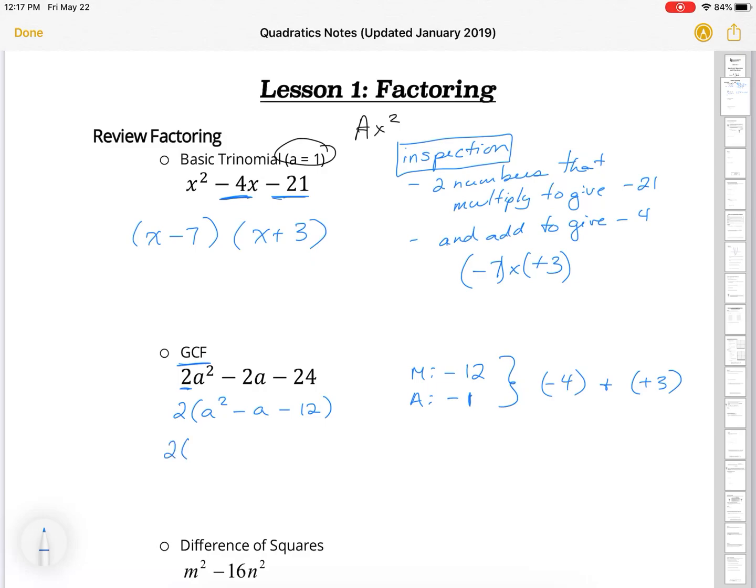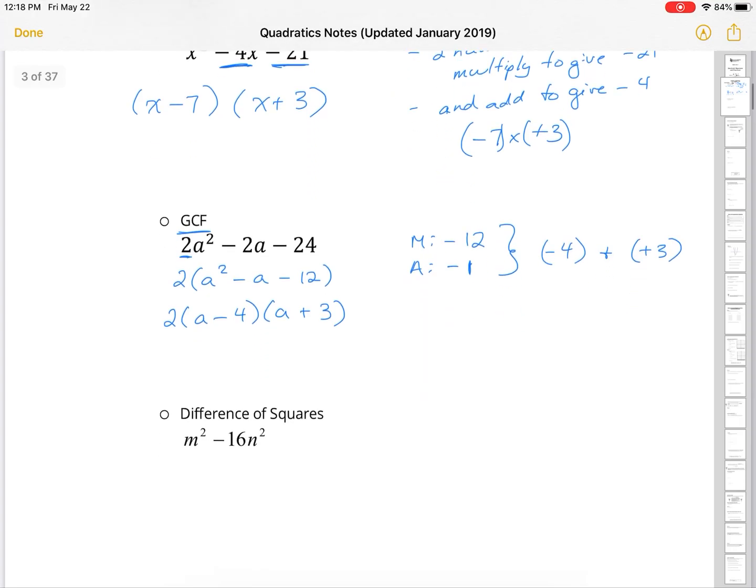So do not lose your coefficient. It's still there. It'll be a minus 4, a plus 3. And if you're wondering, how do I know if these are correct? You can always FOIL and distribute to see if you get back to your original equation, and you will. Okay? So that was greatest common factor. And I'm a big fan of saying common factor first.